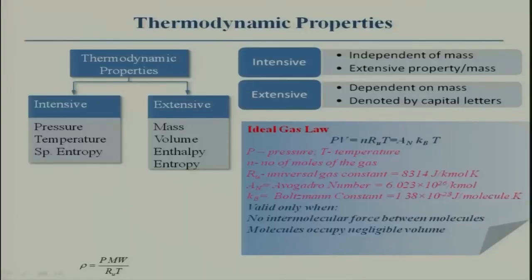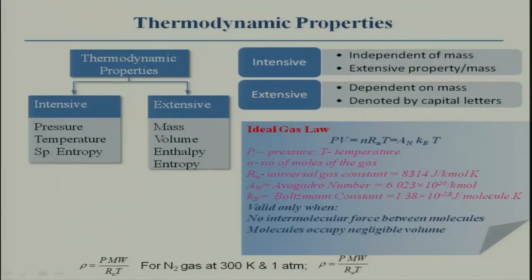And the question arises, whether we can use the ideal gas law for combustion or not, right? That question we need to ask. And if you look at, let us say, this room, at atmospheric pressure, I want to find out what will be the density. If you take this room, nitrogen gas at 300 Kelvin and 1 atmospheric pressure, I can find out what will be the density.